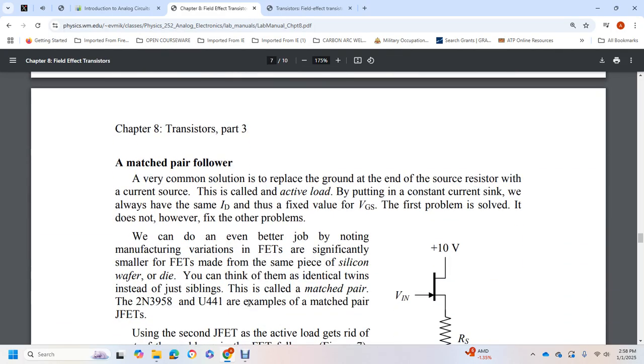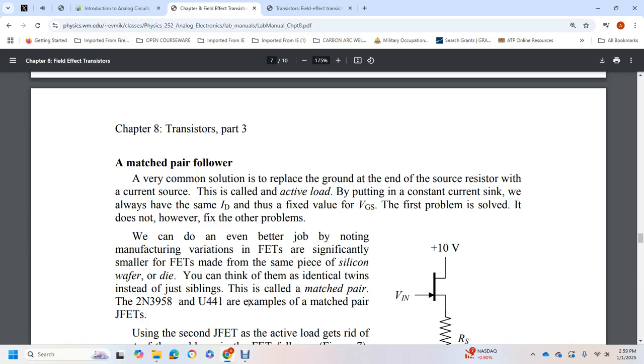A matched pair follower is a very common solution. Replace the ground end of the source resistor with a current source, which is called an active load. Putting in a constant current sink, we always have the same drain current and a fixed gate-source voltage. The first problem is solved with it, but it does not fix the other problems. You can do even better knowing the manufacturer's fabrication: field effect transistors made from small pieces of a silicon wafer and die.